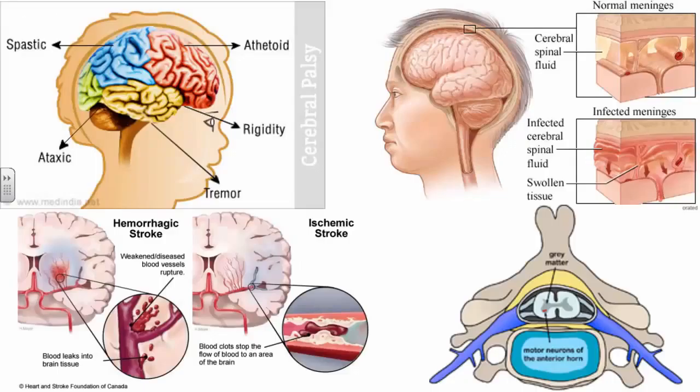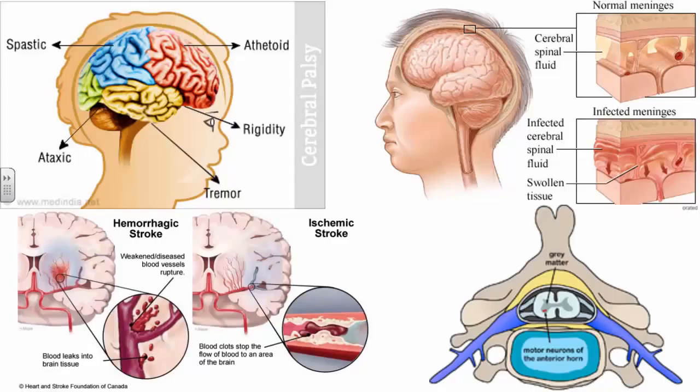Just looking at some pictures here. Cerebral palsy, again, depends on where the damage in the brain was. That will determine what sort of effects there are and which functions might be impaired. Okay. Meningitis, that's what this diagram is showing. Again, you see the fluid there that separates these layers of the meninges. And if it becomes infected and swollen, it puts pressure on the brain.